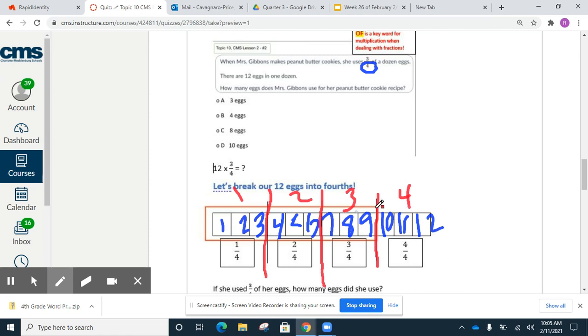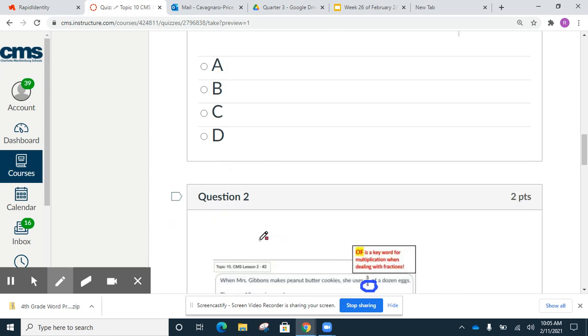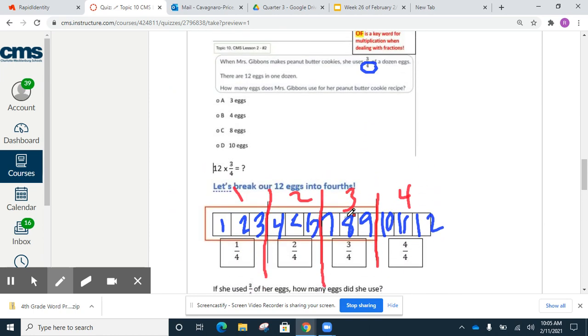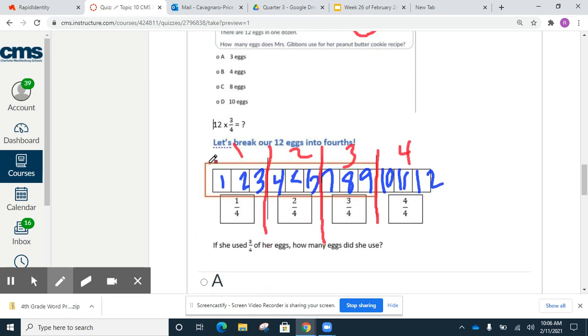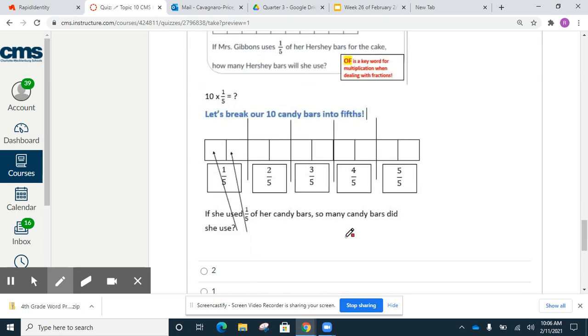The only difference is in the problem above, she only used 1/4 of her eggs, so I only had to look at this first group. In this question, it says she's using 3/4 of her eggs. So I need to look at 3 groups, which I have highlighted right here for you. How many eggs are in these 3 groups? Okay. And you're doing something very similar for number 3.